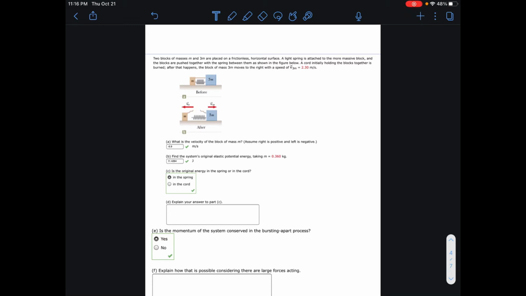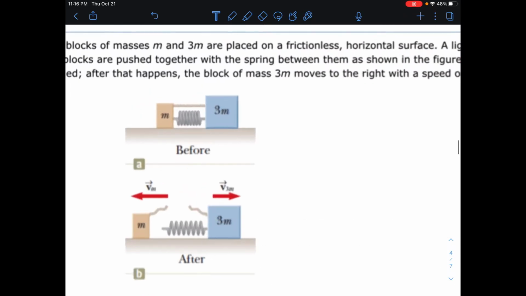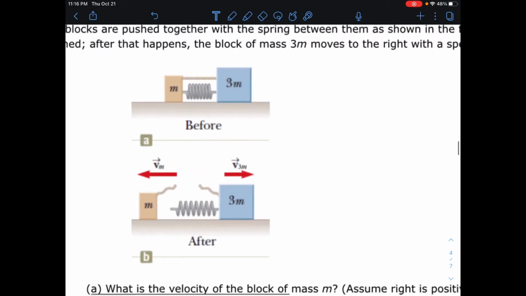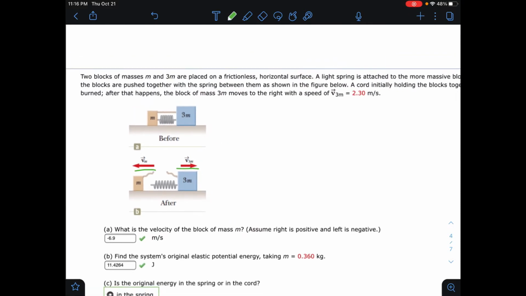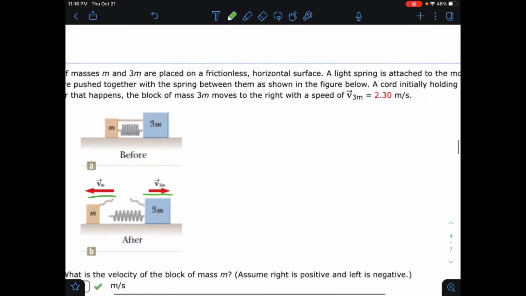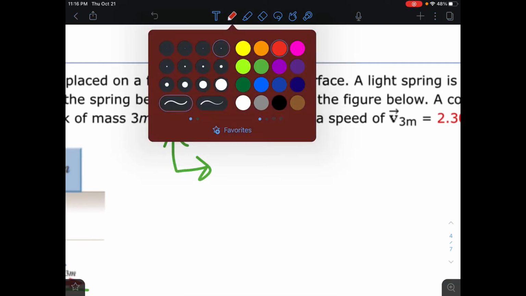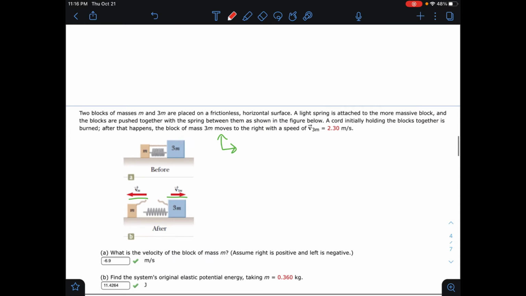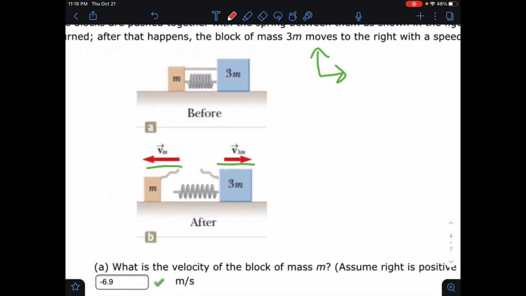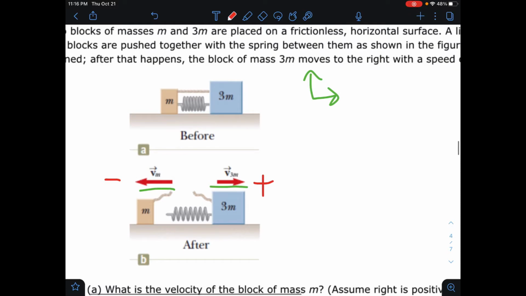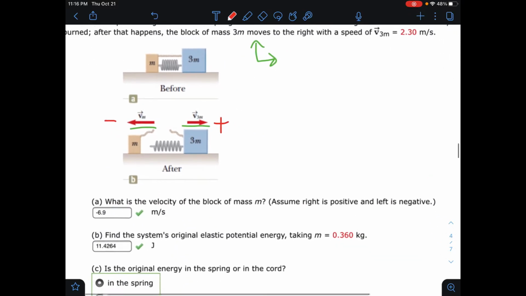Okay. So you've got a picture here. After the movement, this one's going to go this way, and this one's going to go this way, and that's going to be important. I'll use red. That's going to be our positive direction. So whatever this speed is, it's going to be negative, and this one is going to be positive. What is the velocity of the block of mass m? Assume the right is positive, left is negative.